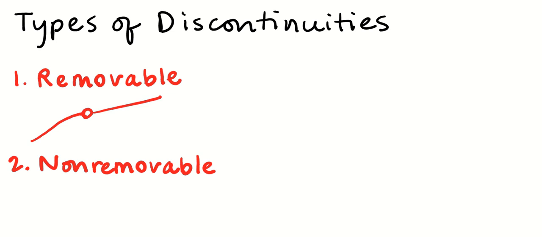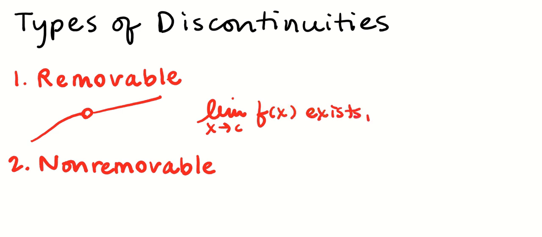Okay? And kind of the critical aspect of a removable discontinuity is that the limit of f of x as x approaches c exists, but that limit is not equal to the value of the function at x equals c. But is not equal to the value of f of c. Okay, and we can see that in this case it's not equal because f of c is undefined. But if f of c was defined and it was elsewhere, like, I don't know, right there, that would still be a removable discontinuity because the limit exists, but it's not equal to the value of the function. Okay?